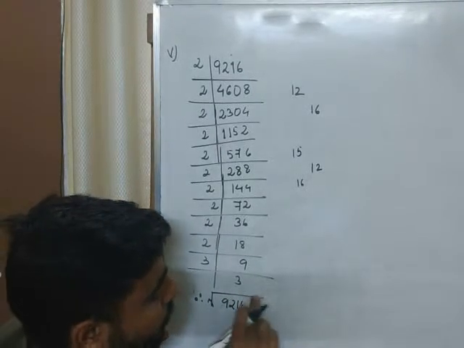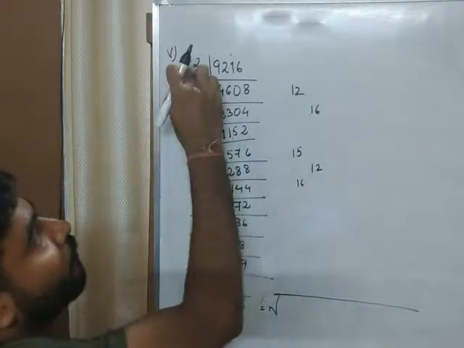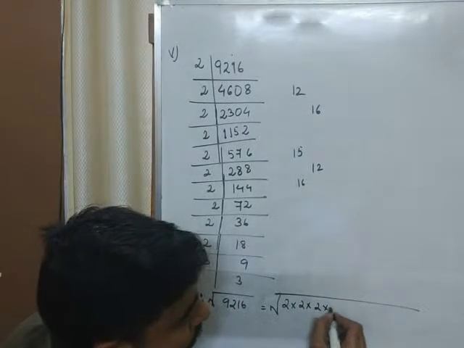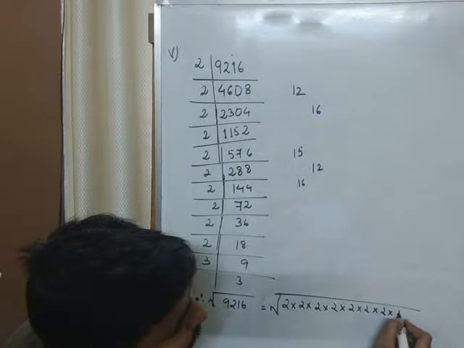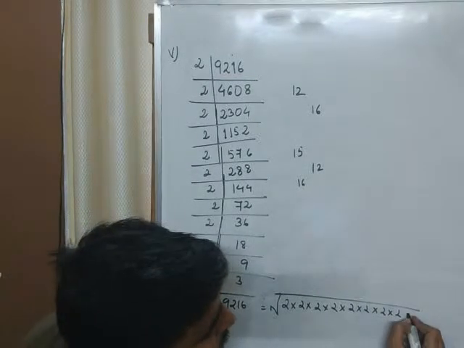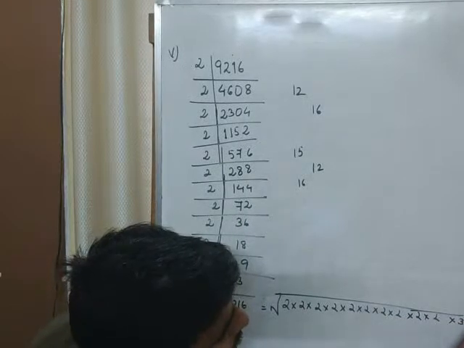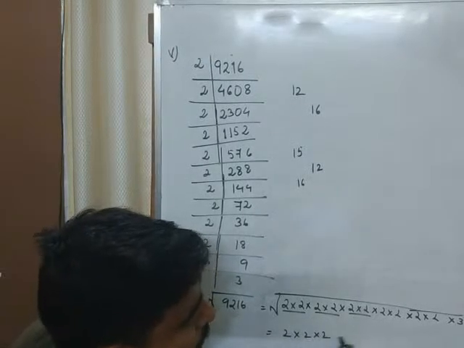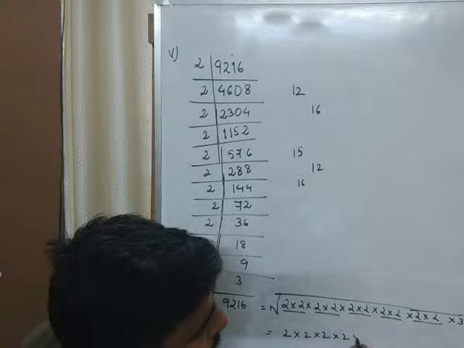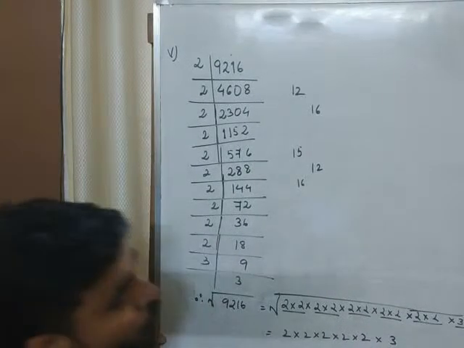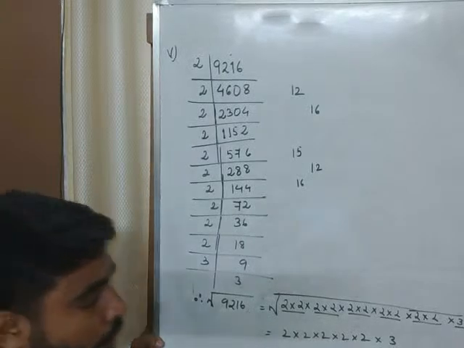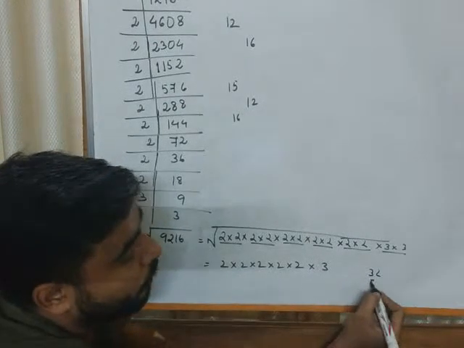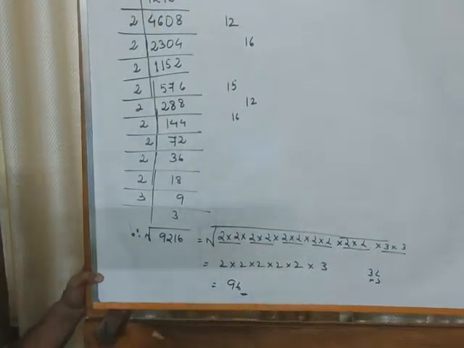Square root of 9216 is equal to root over 10 twos, 2 into 2 into 2 into 2 into 2 into 2 into 2 into 2 into 2 into 2, and 3 into 3. So from each pair 1 2 will come out, five times, and from this pair 1 3 will come out. 2 when multiplied 5 times will give you 32. 32 into 3, you will see the answer is 96.